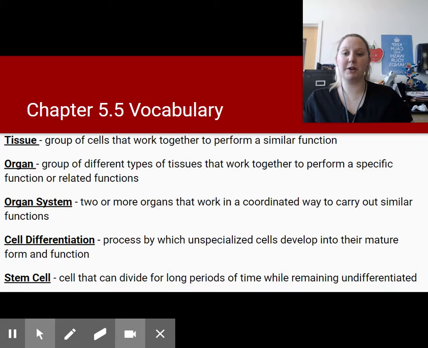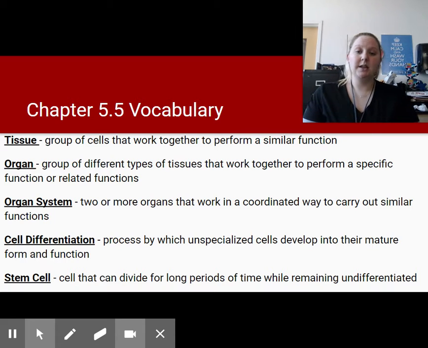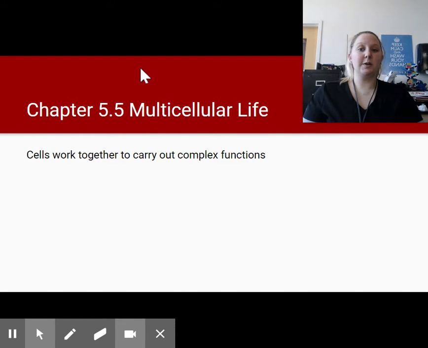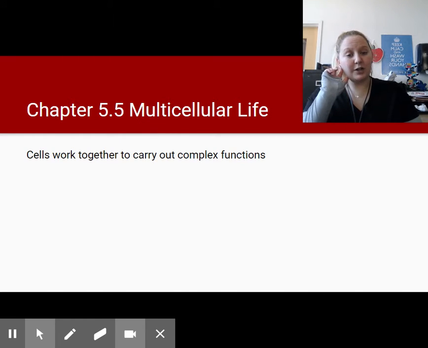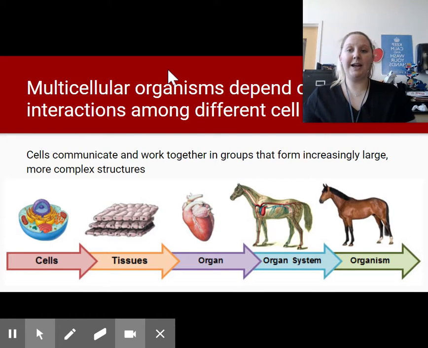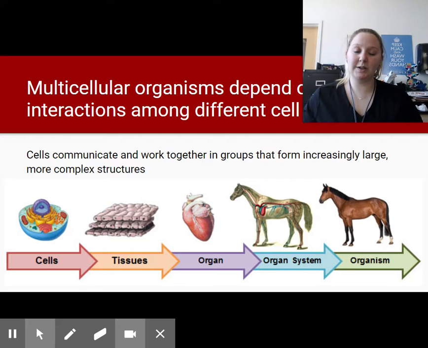Cell differentiation is the process by which unspecialized cells develop into their mature form and function. And a stem cell is a cell that can divide for long periods of time while remaining undifferentiated, with no specific job. Cells work together to carry out complex functions in multicellular life. The organization of the cells helps organisms interact between different types of cells.